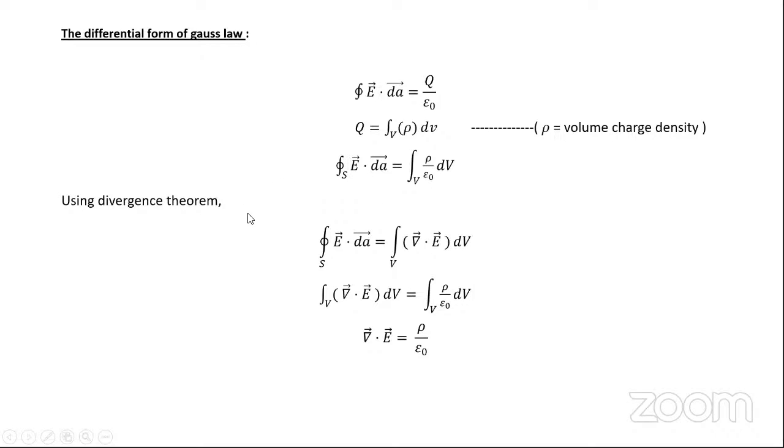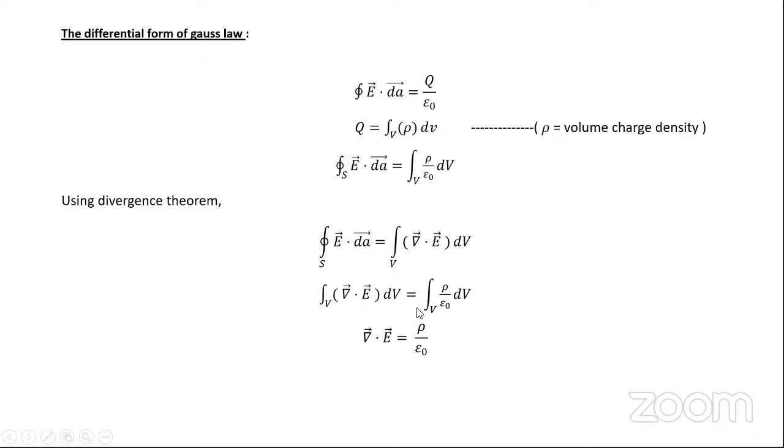How can it be done? We use the divergence theorem. So the closed surface integral of E dot dA is equal to the volume integration of the divergence of E dV. But this is applicable only when this particular closed surface area S encloses the volume V only. So this is the condition for this transfer. So here we can transfer this: the volume integration of divergence of E dV is equal to the volume integration of rho divided by epsilon 0.